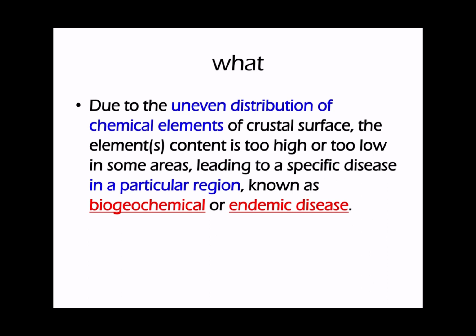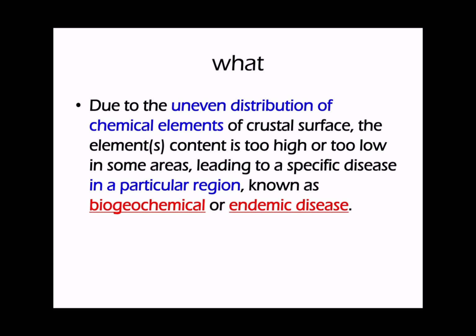What is biogeochemical disease? Due to the uneven distribution of chemical elements of the crustal surface, the element's content is too low or too high in some areas, leading to a specific disease in a particular region, known as biogeochemical or endemic disease.